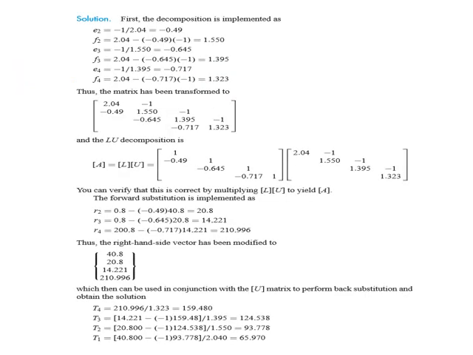So let us consider an example. Under this example, all diagonal elements are 2.04, the superdiagonal elements are -1, and all subdiagonal elements are also -1. That is, g1, g2, g3 are -1, e2, e3, e4 are also -1, and f1, f2, f3, f4 are 2.04, and r1 is equal to 40.8, r2 is equal to 0.8, r3 is equal to 0.8, and r4 is equal to 200.8. This is the example.